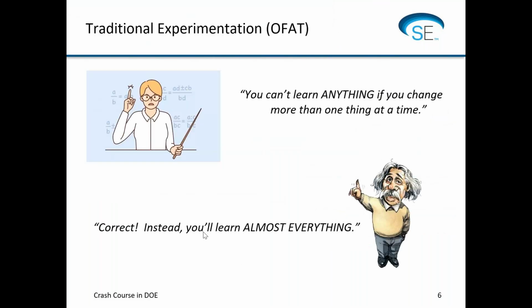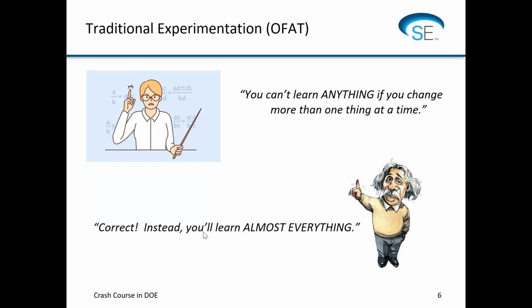So traditional experimentation, often referred to as one factor at a time, has been more or less considered the scientific method for years. But it's inefficient and overly simplistic, and it really is ill-suited to the kinds of things that can be studied and accomplished with a little bit more advanced approach.